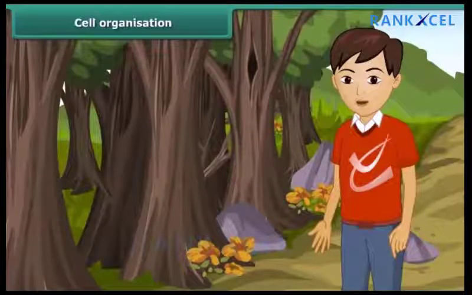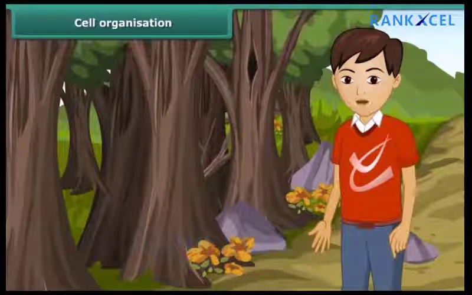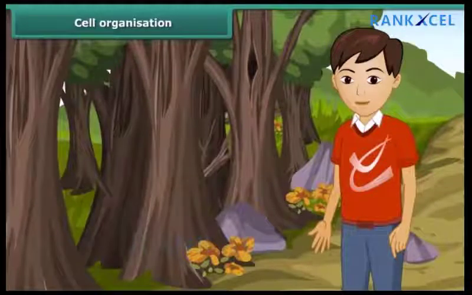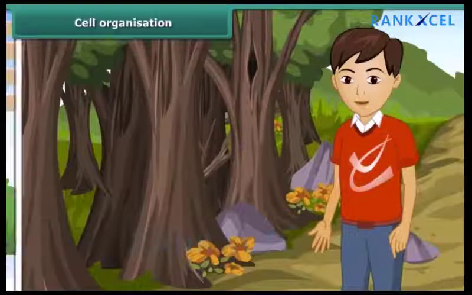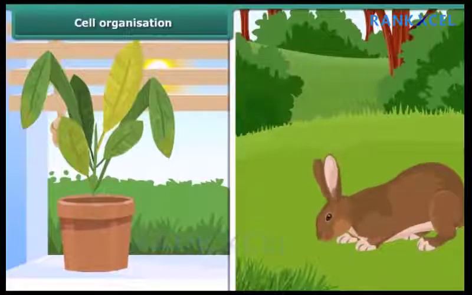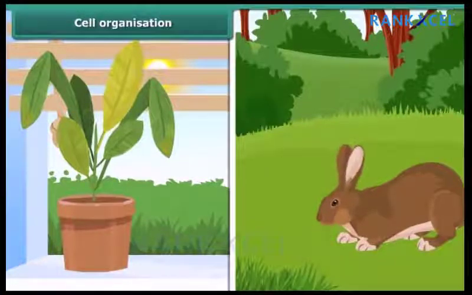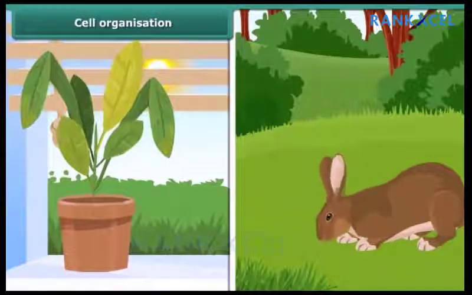Now we will study important characteristics of living organisms that differentiate them from non-living things. All living organisms, plants or animals, are comprised of cells. They may be unicellular or multicellular, depending on the number of cells in their body.